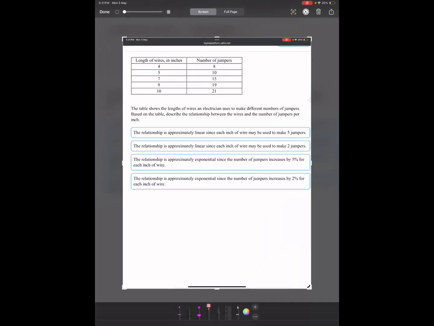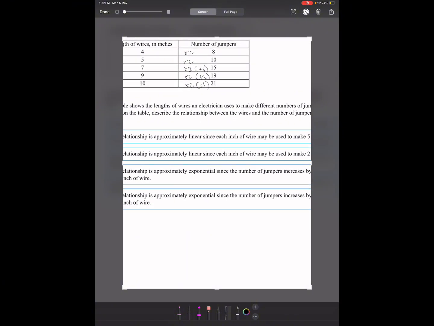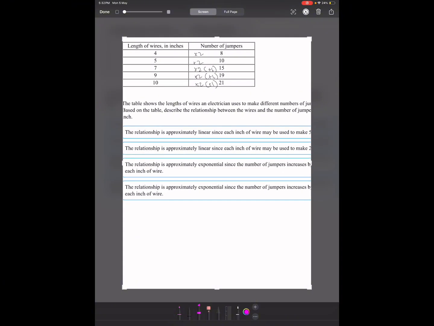Here they want to know if this is linear. So first thing you need to do is evaluate the sequence, right? Here, you multiplied by 2. You got 8 times 2. 5, you multiplied by 2, you got 10. 7, you multiplied by 2, then added 1. 9, you multiplied by 2, and then again added 1. Here's the same thing, times 2, and then added 1. This means you can see that you kept multiplying by 2, meaning it's linear. It's constant, meaning it's linear. But you added 1 for some of them, meaning it's approximately linear.